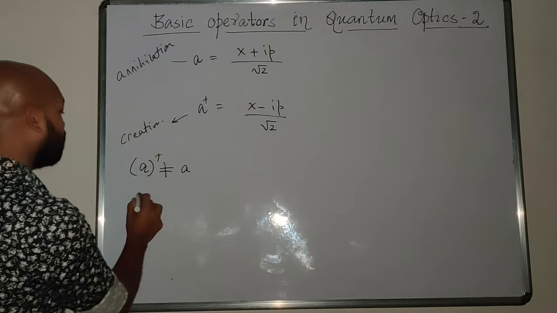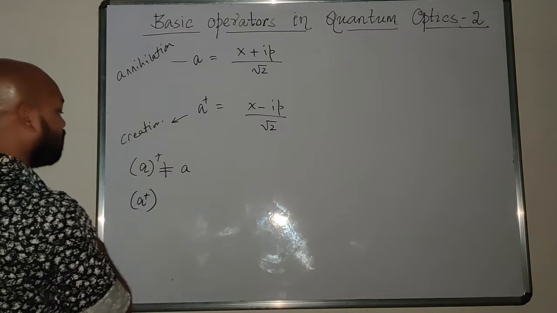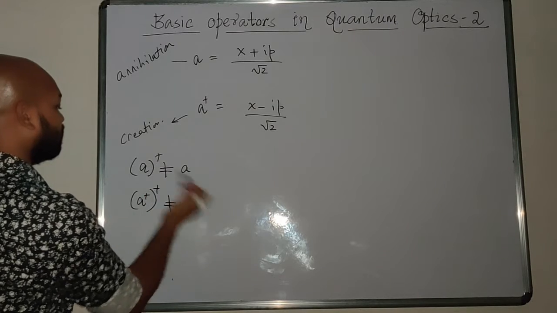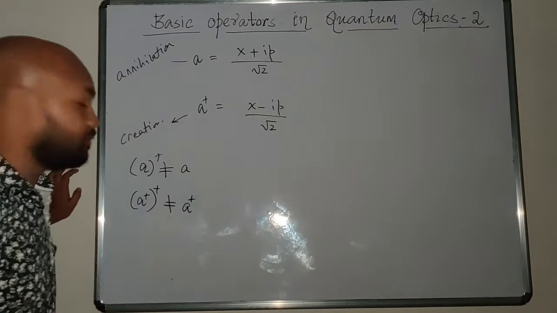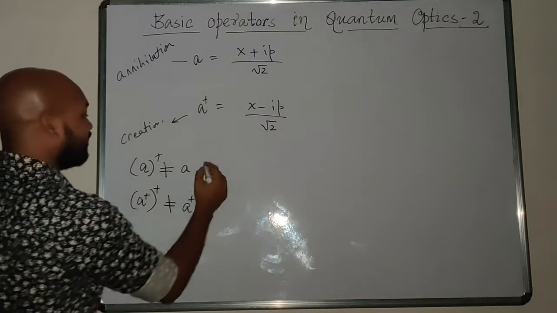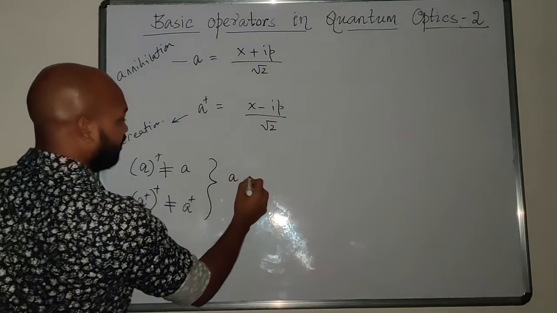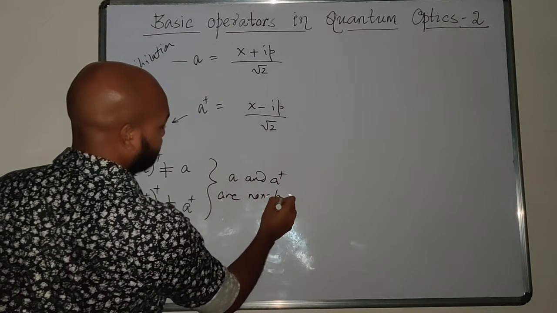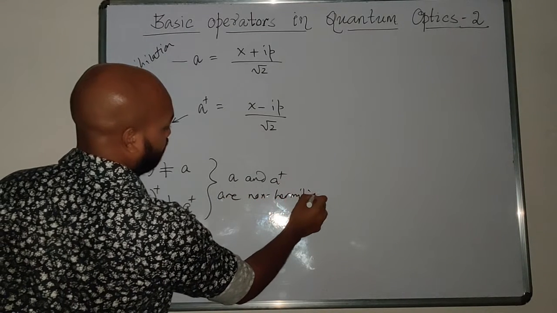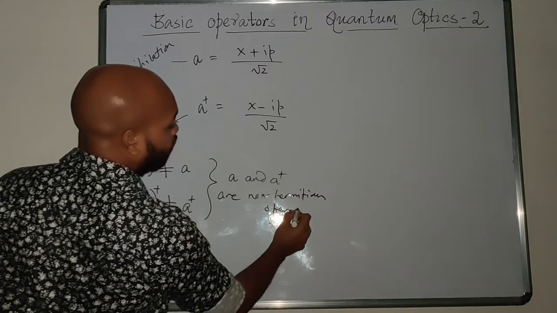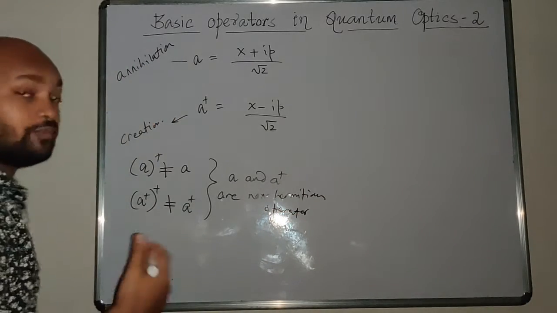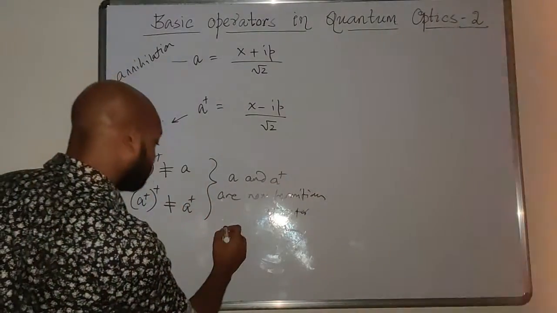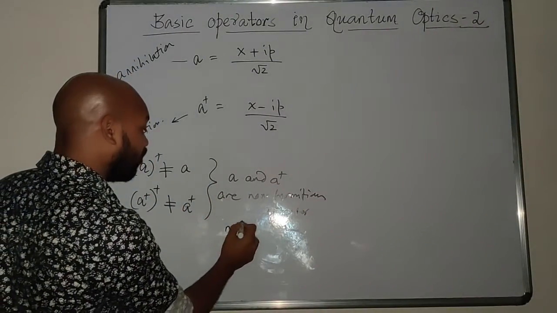Likewise, the dagger of this creation operator is not equal to itself. So A and A dagger are non-Hermitian operators. And we know that in quantum mechanics, if we have a non-Hermitian operator, then it is not observable. And hence, A and A dagger are not observables.